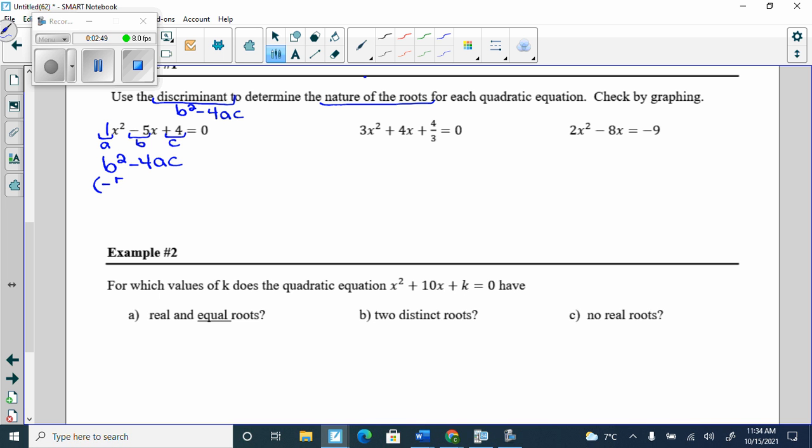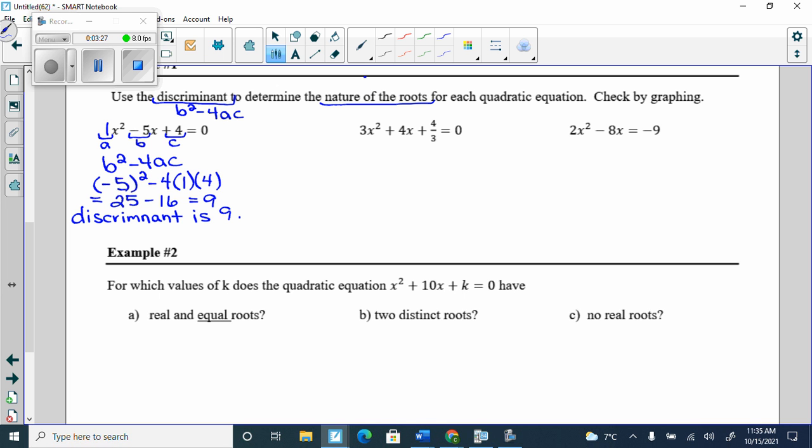Negative 5 squared minus 4 times 1 times 4. So what do we get? We get 25 minus 16, which gets me 9. Or, type it in all at once and you get 9. It doesn't matter, right? Okay? Discriminant. Done. You're welcome. The discriminant is 9. Literally. That's all I want.